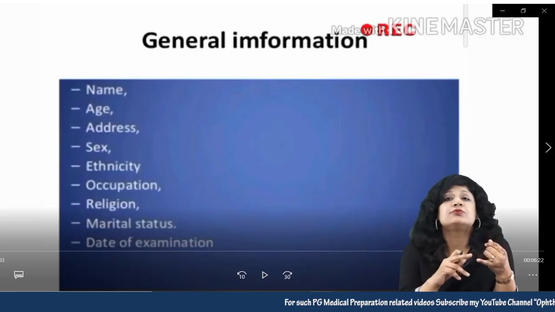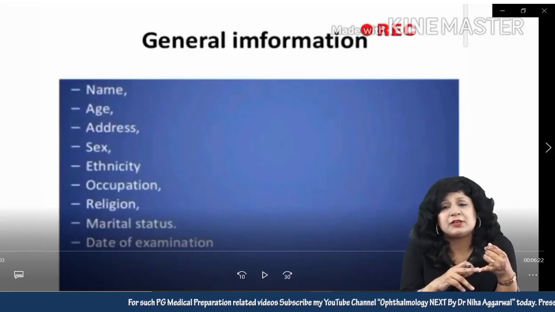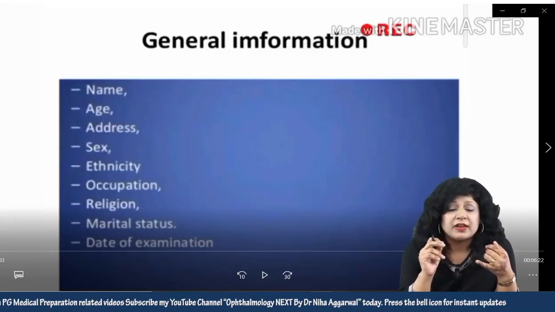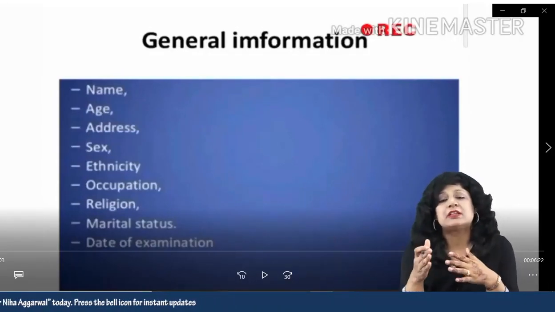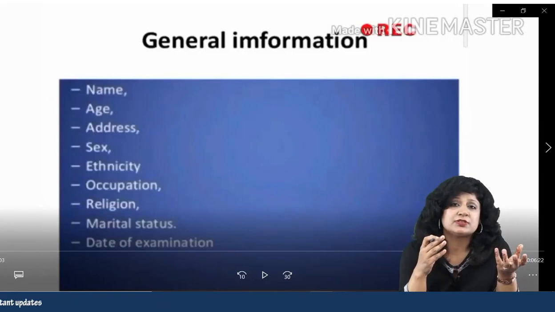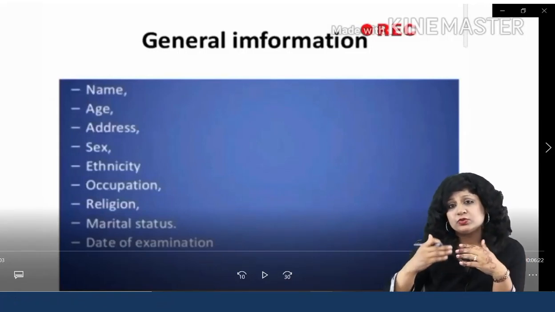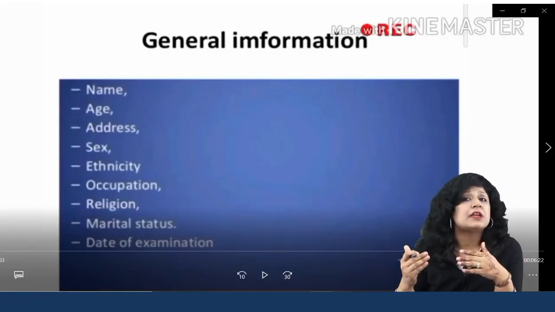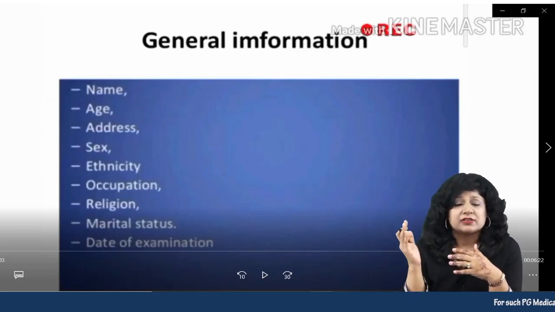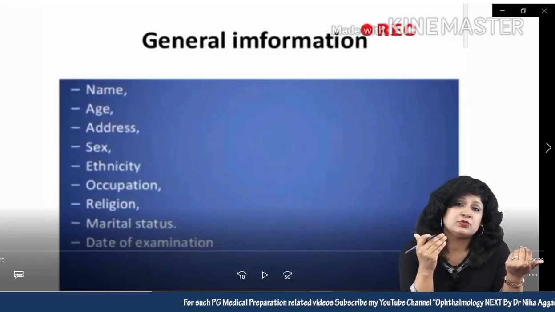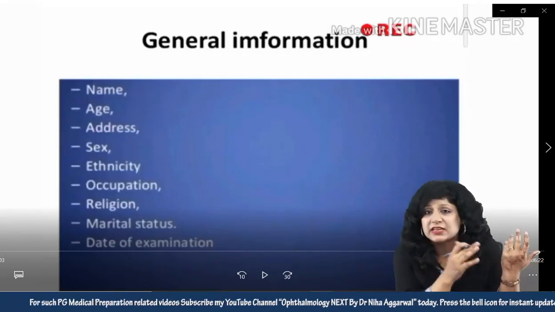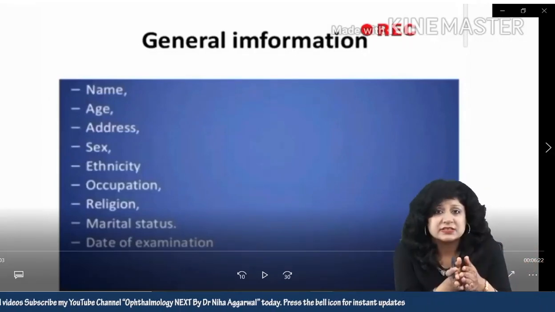Then we have to note the date of examination. Whenever you are preparing the case sheet for our records, we should have this thing, that what was the first day when she was examined, so that you could get to know how the things are progressing. And whenever she's coming for follow-up, then also you can get back to the reports, what was the status that day and what is the status today.